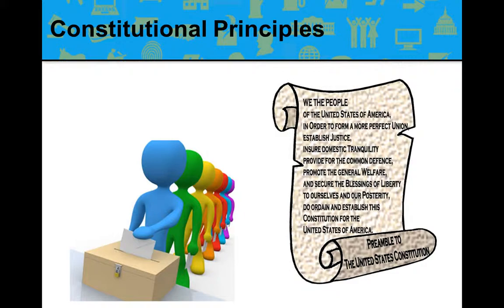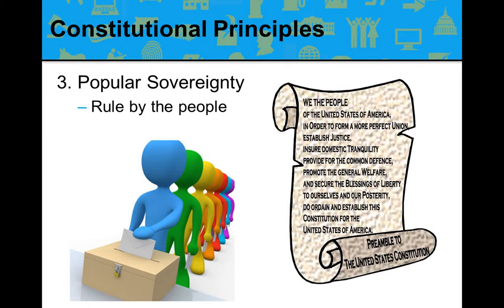All right, a third principle, or an additional constitutional principle, is the idea of popular sovereignty. So if you see the preamble to the Constitution here, it reads, "We the people of the United States of America," in order to form a more perfect union. So this third principle is popular sovereignty, or rule by the people. And again, the term popular sovereignty simply means the people have the right to rule.